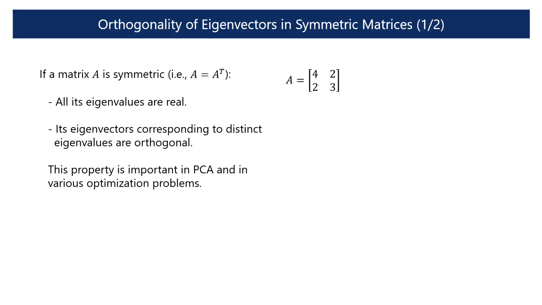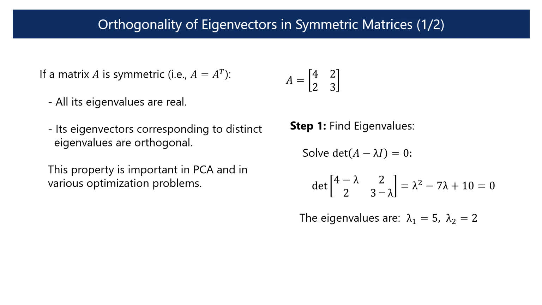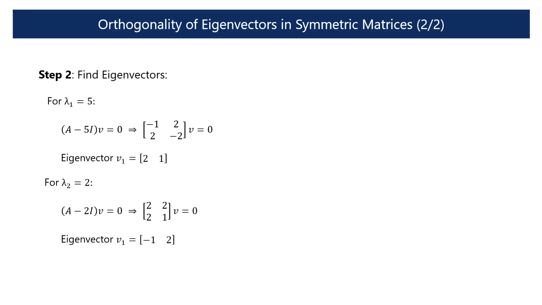Let's confirm this using a simple example. Consider this symmetric matrix A. As the first step, find the eigenvalues. Using the determinant, we can obtain the eigenvalues. They are 5 and 2. As the second step, find eigenvectors for each eigenvalue. As we already know, we can find eigenvectors in this way. Now we obtain two eigenvectors, v1 and v2.